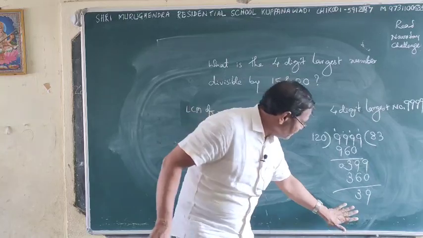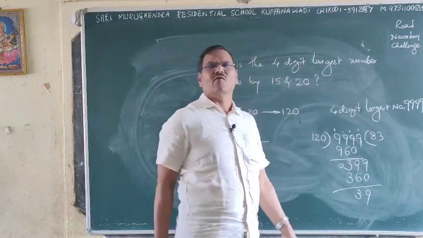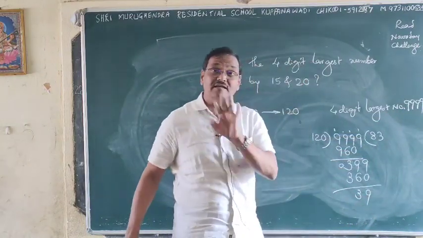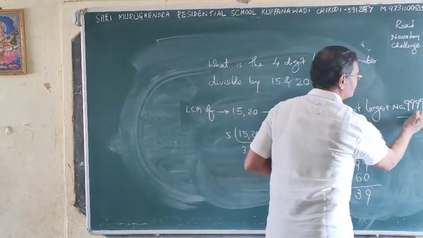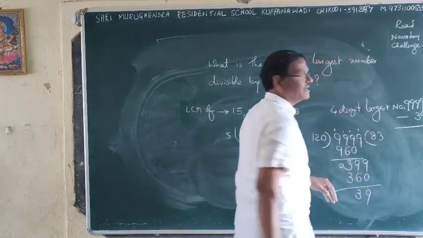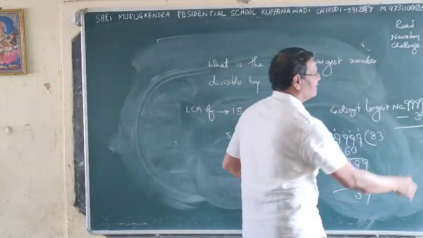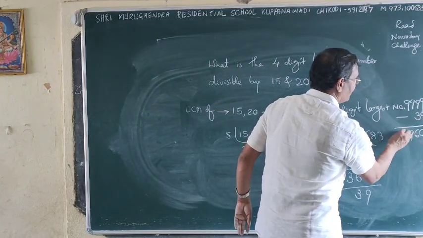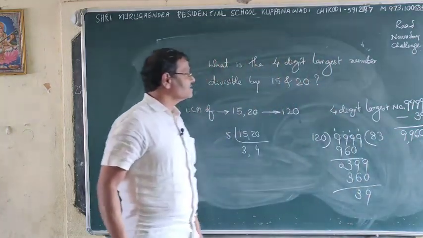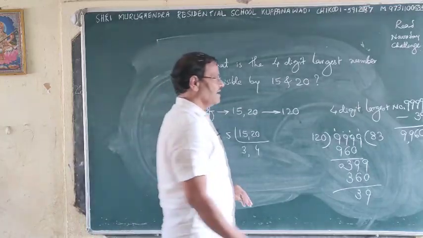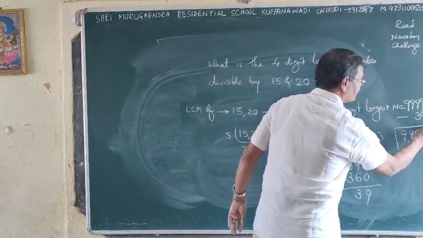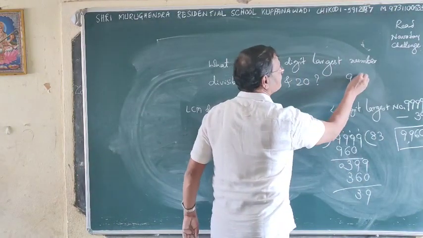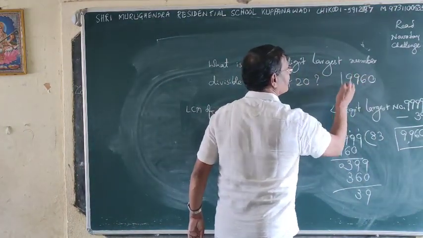It is excess in this. It is quite okay, it is divisible, whereas this 39 is excess in this. So you have to reduce that and write. That is the answer: 9960 is that answer.